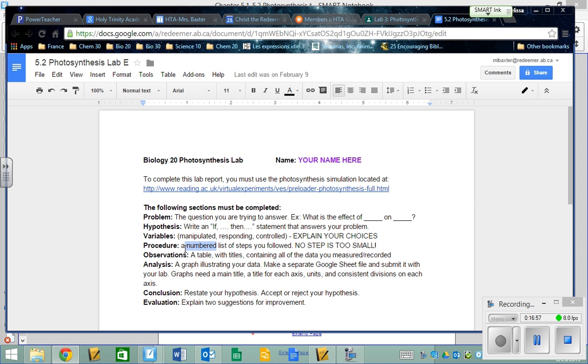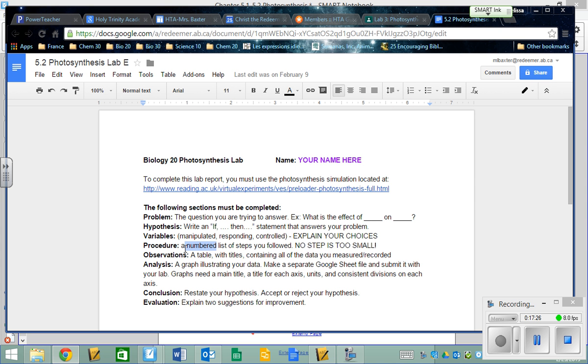Your observations should always be in a table, and make sure that your table has titles, like if you're going to measure time, put time and maybe seconds or minutes as the unit. In your analysis, you need to make a Google Sheet file and make a graph, much like we did in our previous lab. So if you need help reminding yourself on how to make a graph, that would be great.